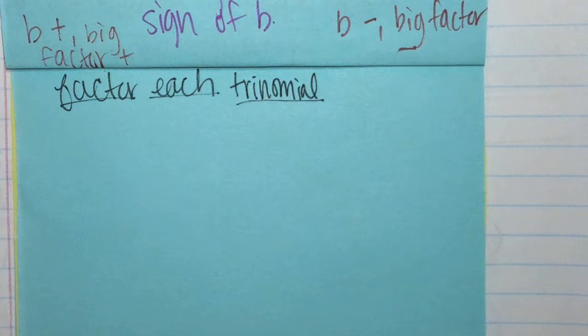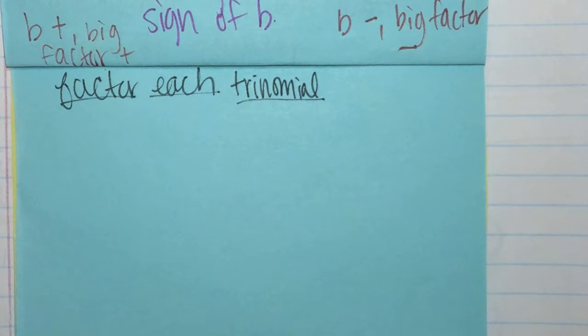Alright, factor each trinomial. Let's do this using star. We're going to use the star method because we're going to do it every single time now. That way we're consistent with everything. And I like that some of you were already doing that. I greatly appreciate it.